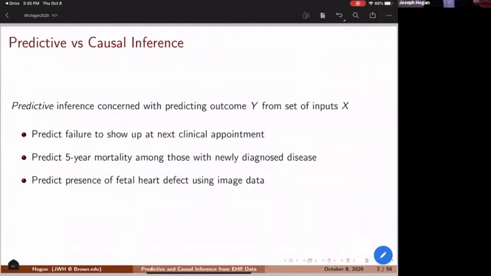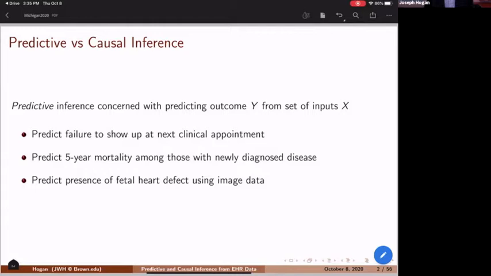So I first want to just say a couple things about predictive versus causal inference. This has become sort of an issue in machine learning and data science these days. I think that a lot of us in statistics understand the difference, but often predictive inference gets confused with causal inference in big data settings.